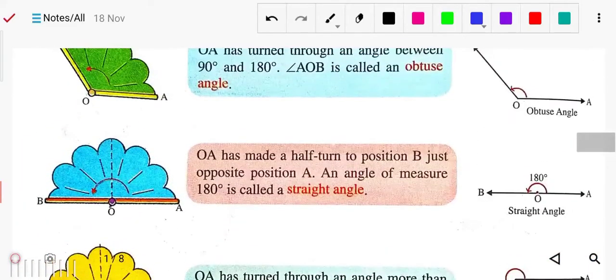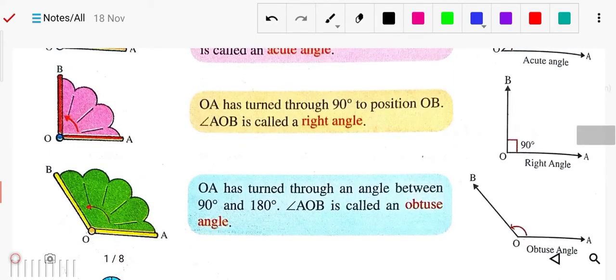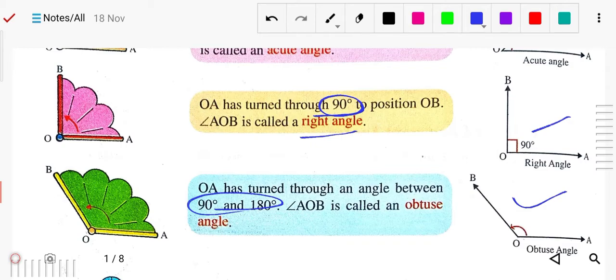Next, if the angle is exactly 90, not between anything, exactly 90, then it is called the right angle. This type of angle is a right angle. If the angle is between 90 and 180, not less than 90, so it should be more than 90 degrees and less than 180 degrees, that type of angle is called an obtuse angle.